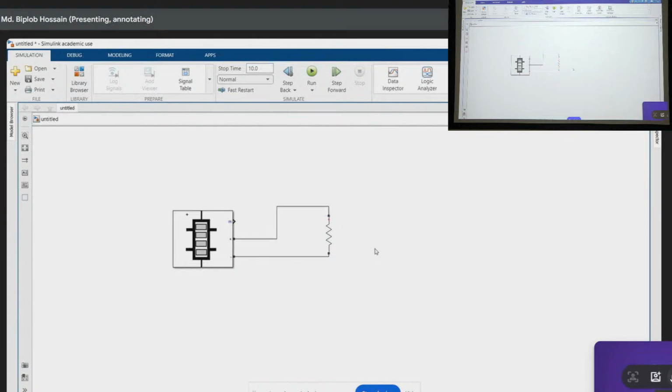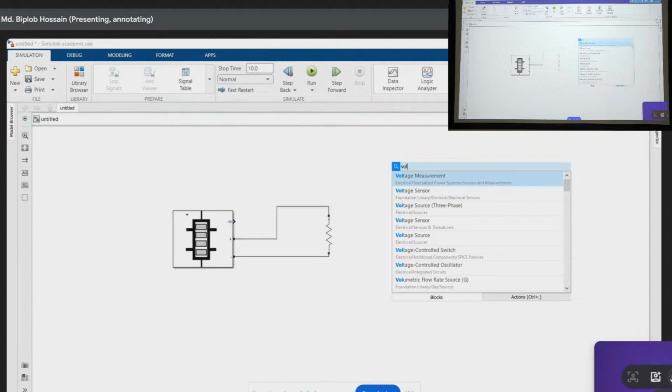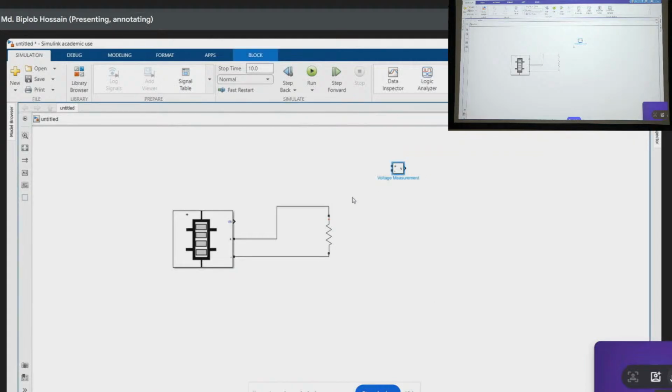Now we have to measure the voltage, current and power of this. How can we do it? Just double click here, the same way, and take voltage measurement. Physically, it is the voltmeter we use in our laboratory. We just remove one and make it plus here.